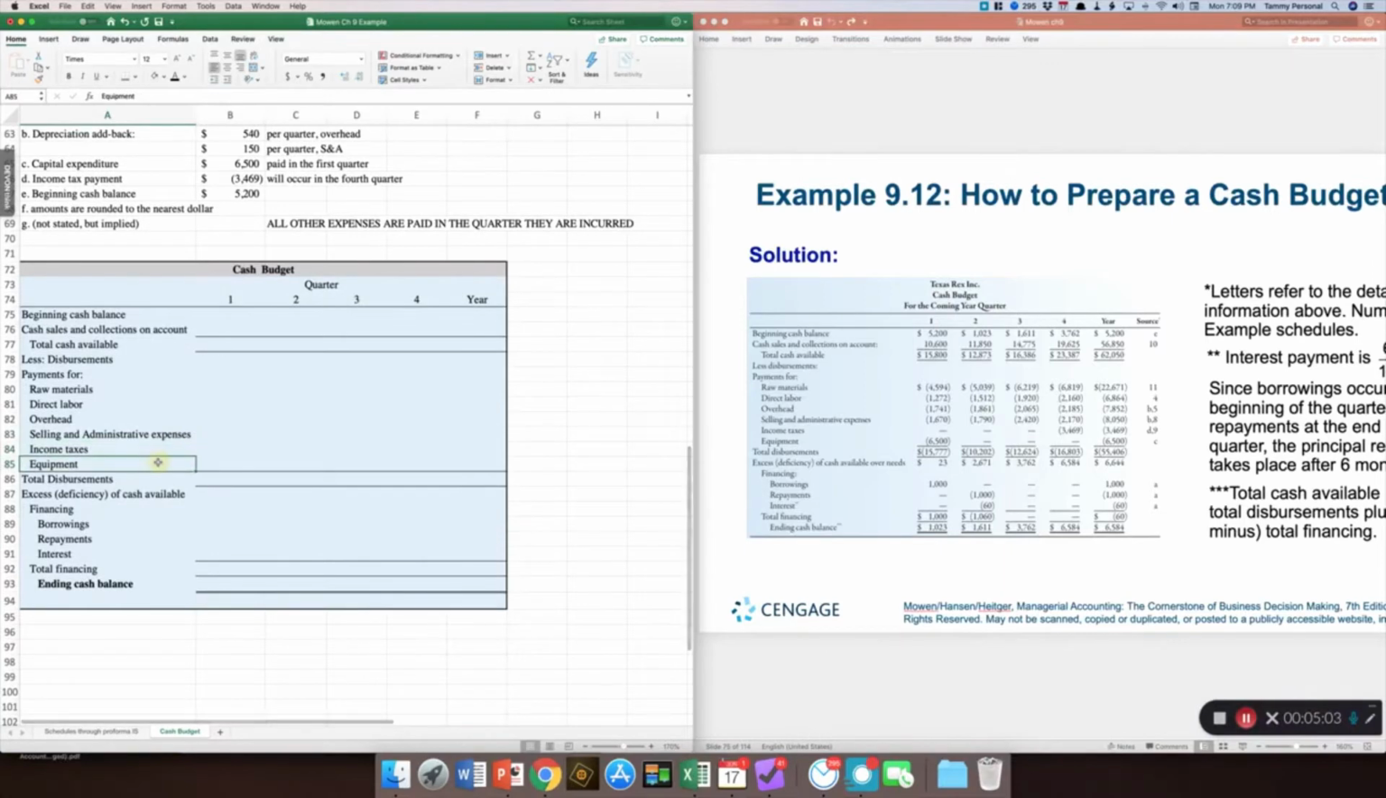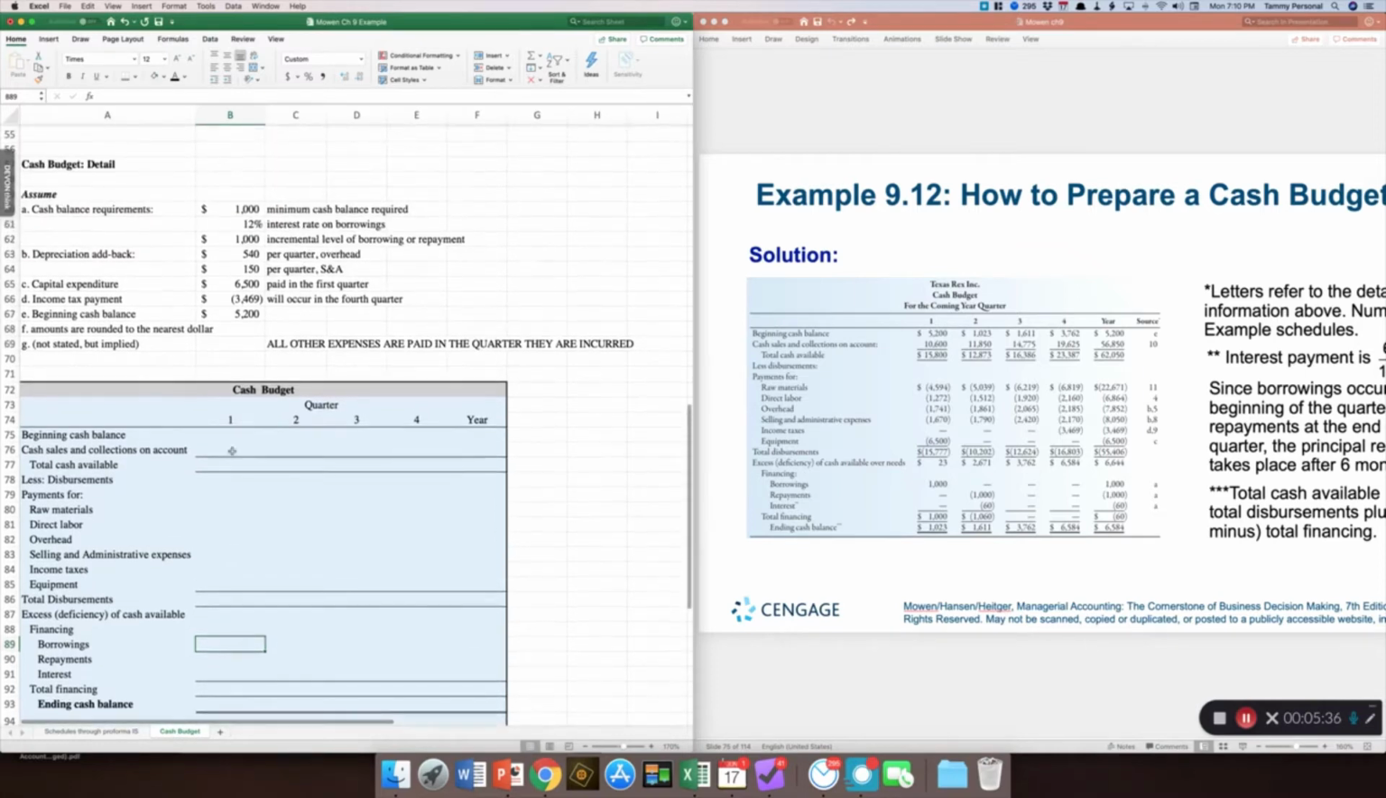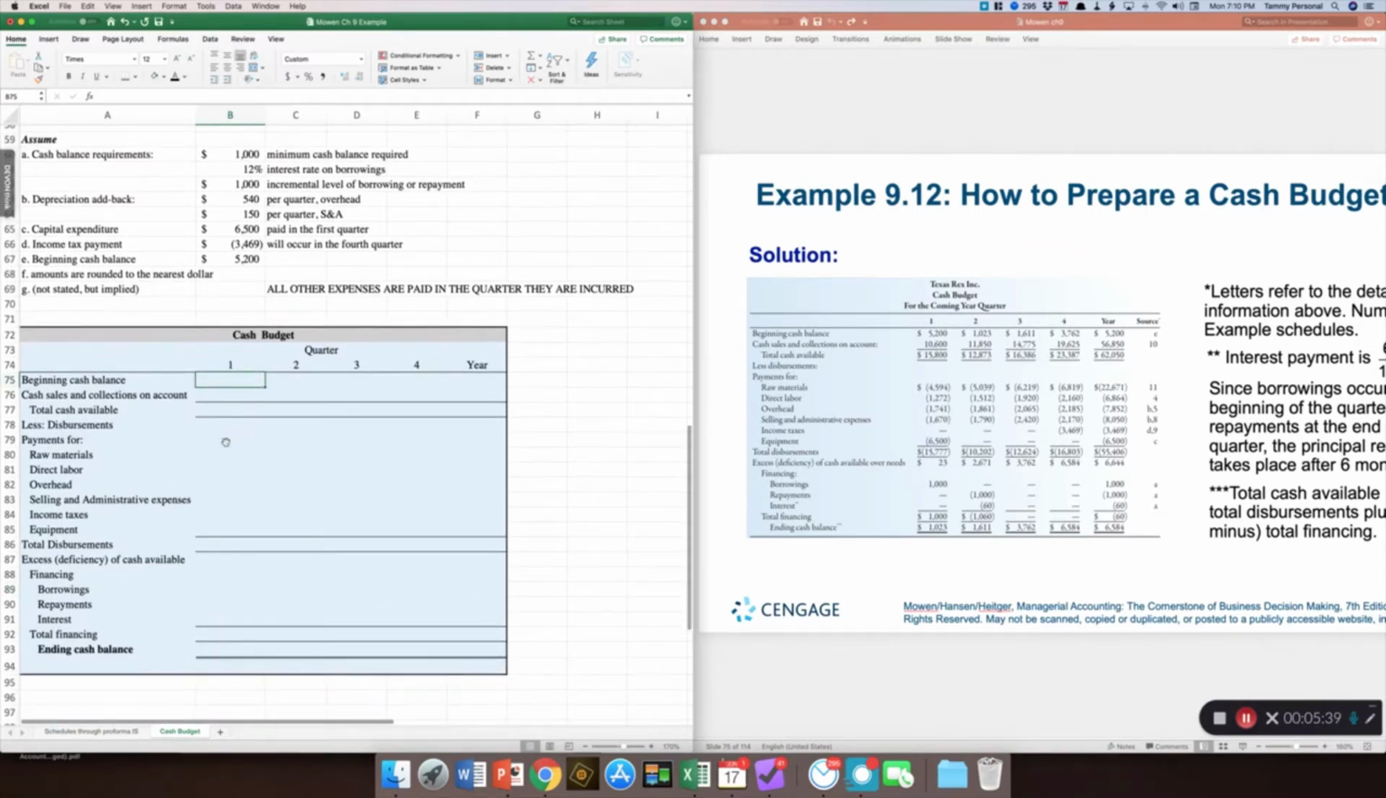And then our equipment, which is an investing activity, shows up here in the first quarter as a negative. We add up all of our disbursements, subtract them from our total cash available, and then we figure out whether we make that $1,000 in the bank or not. If we do, that's fine. If we don't, we have to borrow. We borrow in increments of $1,000, and then when we have the money to pay it back, we go ahead and pay it back. Okay? So let's go ahead and start plugging and chugging, as they say.